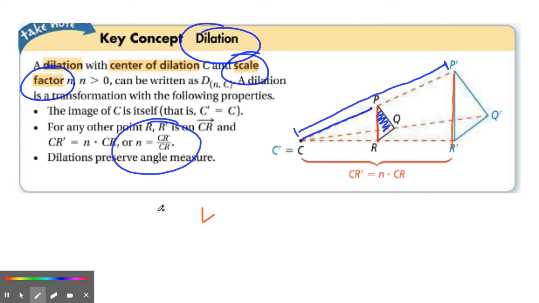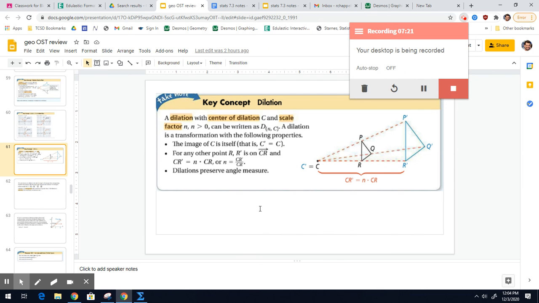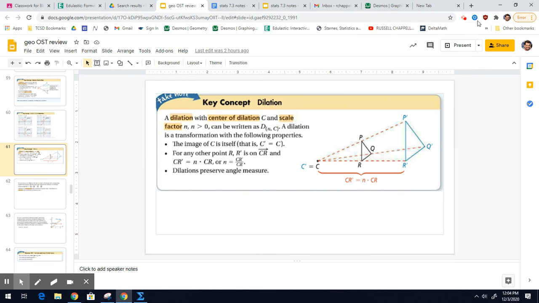Let me pause for a second. Okay, I think that's better. Give me 1 second. Okay, so I hope I didn't lose you. Good. I don't think I did. So again, sorry about that.